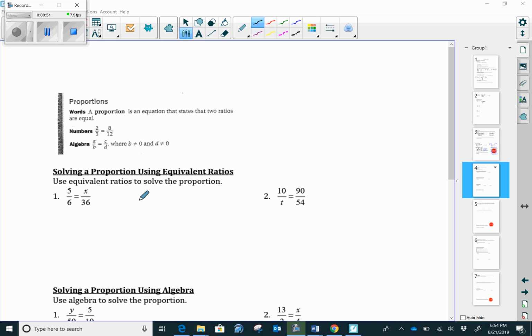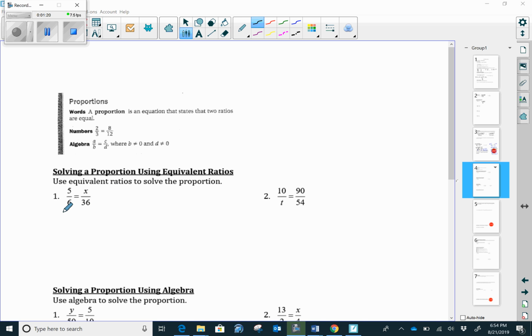Let's look at example 1. Use equal ratios to solve the proportion. We can use the same formula like we did in the previous example. Well, I'm looking at 6, and I'm looking at the denominator 36. So if I multiply 6 by 6, I get 36. So whatever you do to the denominator, you must do to the numerator.